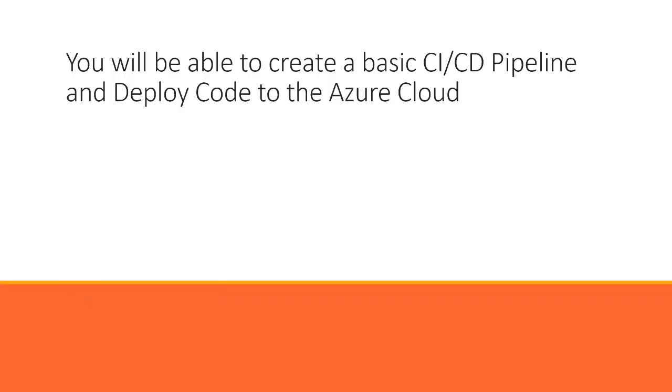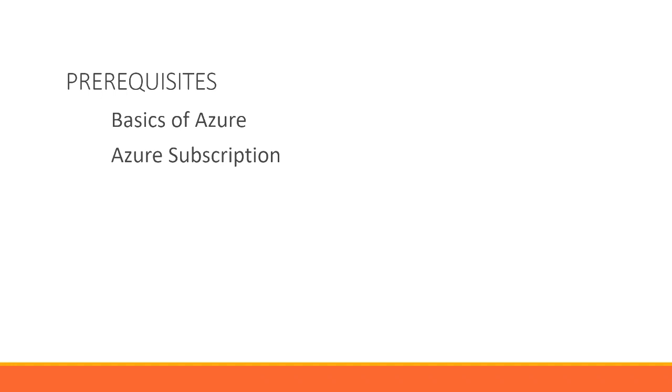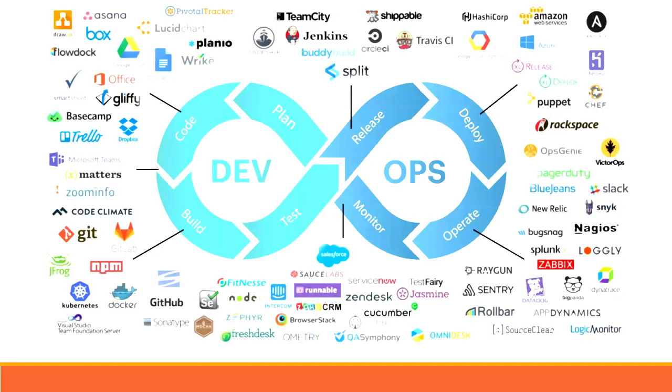Once you complete this video, you will be able to create a basic CI/CD pipeline and deploy code to the Azure cloud. As a prerequisite, you should be aware of the basics of Azure and you should have an Azure subscription so that you can practice it. If you remember, we discussed the different tools used in DevOps in my previous video. And we had selected one of the tools out of these 100 tools, that is Azure DevOps, to create a CI/CD pipeline in the beginning.